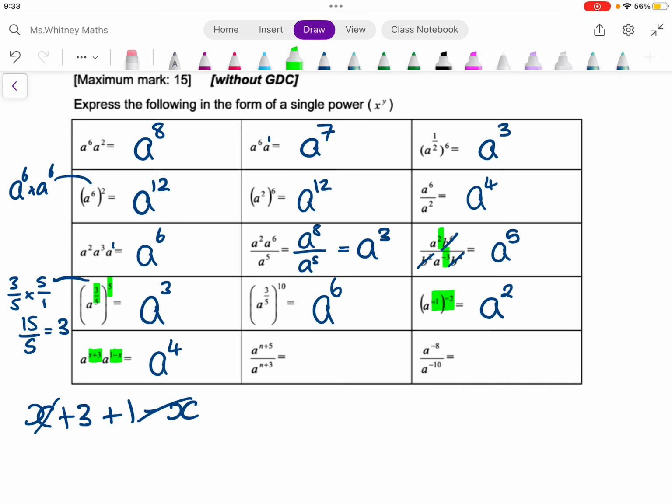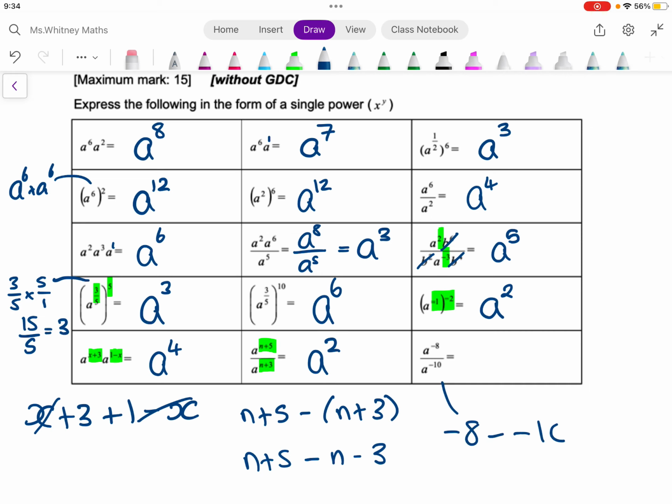Here we are going to subtract them. Be very careful when we're subtracting. Adding, it doesn't matter the same, because when we add negatives, nothing really changes. When we're doing n plus 5 minus n plus 3, remember you are subtracting both of these elements. So n plus 5 minus n minus 3. The n's are going to cancel, and we get a squared, because 5 take away 3 is 2. And then over here, we're going to do -8 minus -10. That becomes a plus. -8 plus 10 gives us 2, so a squared also.